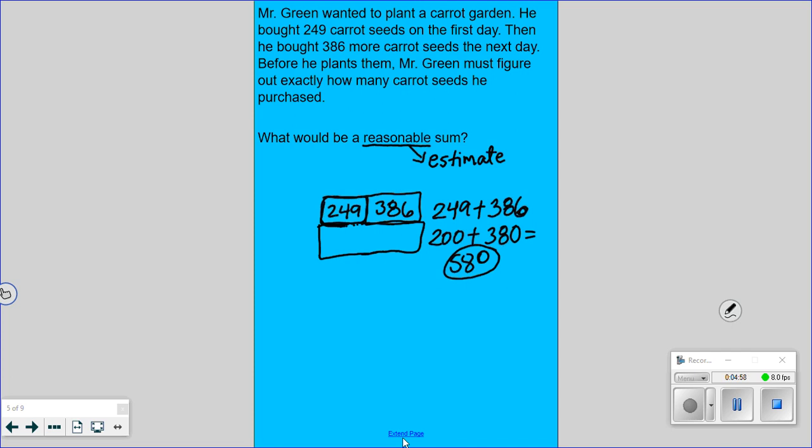If I look at my estimate, so Bowen said 249 to 200. We went pretty low, right? We skipped 49 numbers. And then we went to 386 and we went low again. So do you think 580 is going to be lower or higher than our exact number? Lower. It's going to be in the 600. It's going to be lower because we estimated lower. Now, if he actually solved this problem, we're going to take a look at his work. We're going to see maybe what did he do.